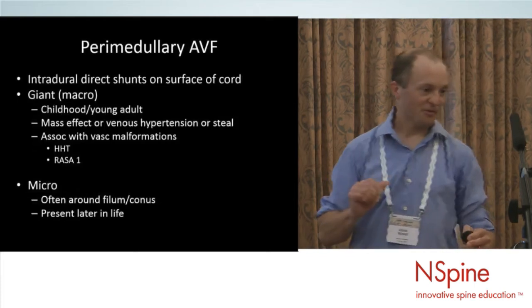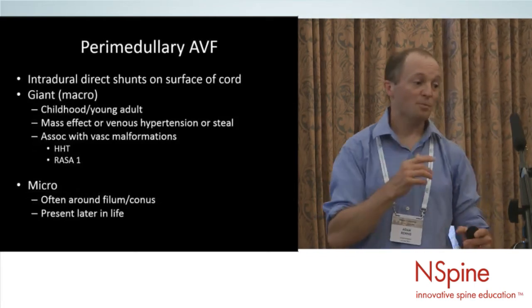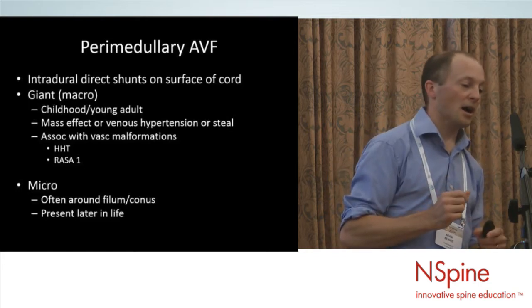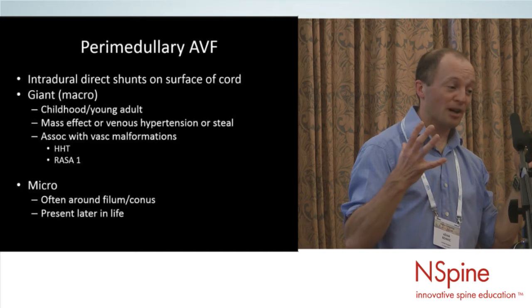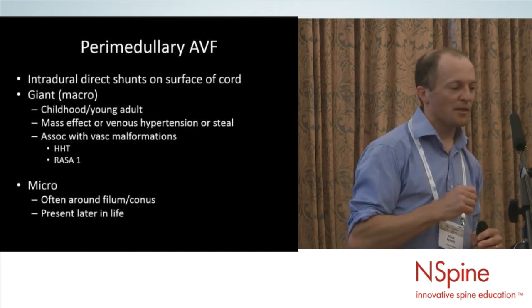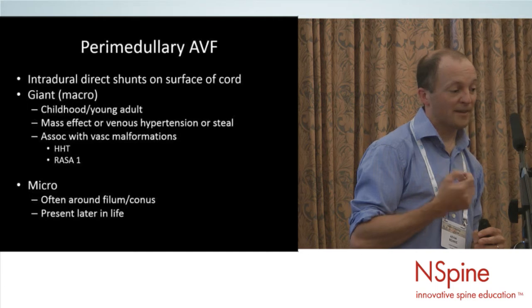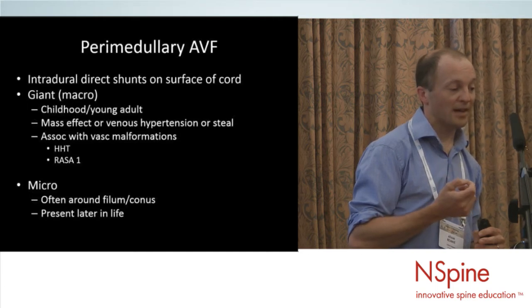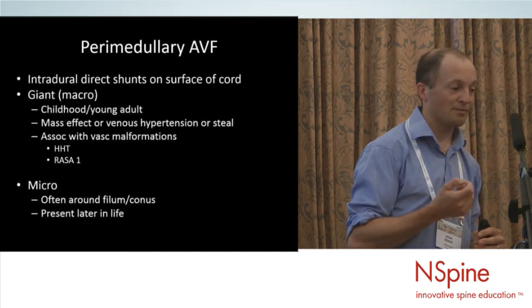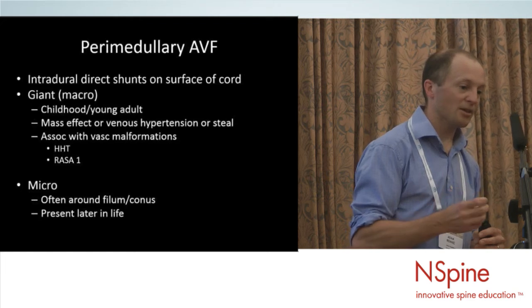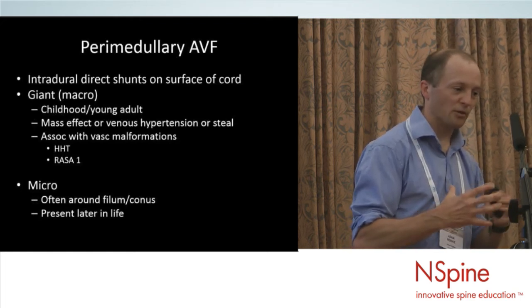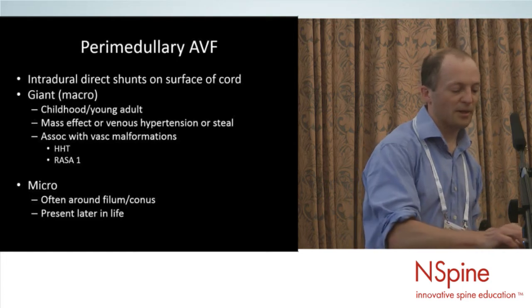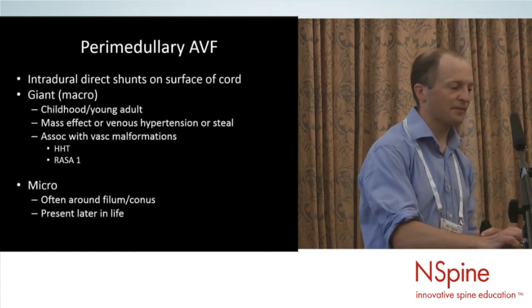Just in the coming few remaining slides, I'm going to talk about large perimedullary AV fistulas. In terms of the George Radesh classification, it talks about these being macro giant things or quite small. The association with RASA1 mutations and HHT is there with the giant macro fistulas presenting in young adults and childhood. And these often have a lot of mass effect on the cord and give a lot of venous hypertension as well sometimes, but often it's the mass effect that is why they present.